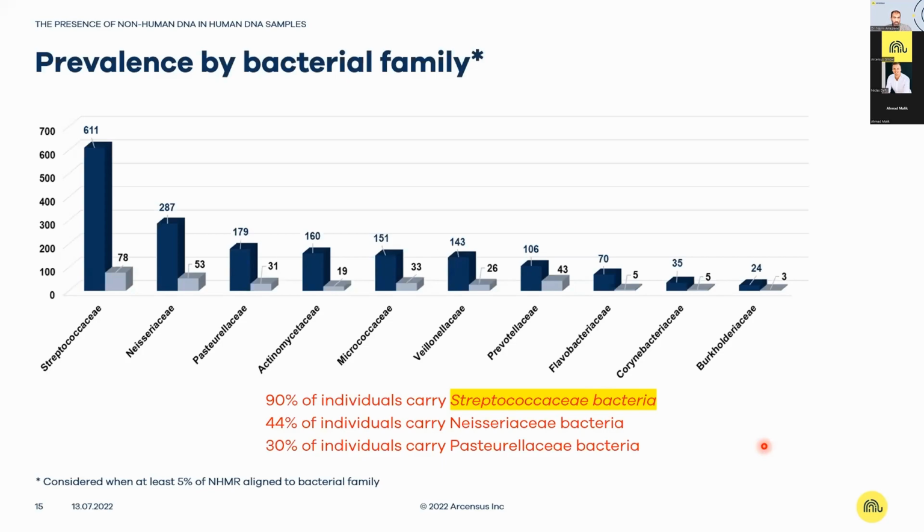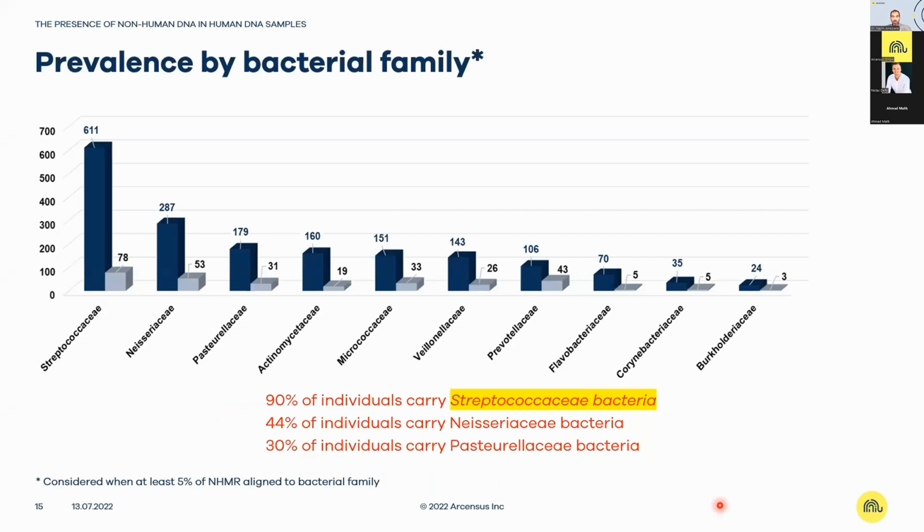And as you can see, the Streptococcaceae bacterial family is the most prevalent, which is present in about 90% of all the individuals. Then it's followed by Neisseria, carried by 44% of all the individuals. And on the third place, there is the Pasteurellaceae bacteria. You already see that I'm not really a microbiologist, but I try to do my best.